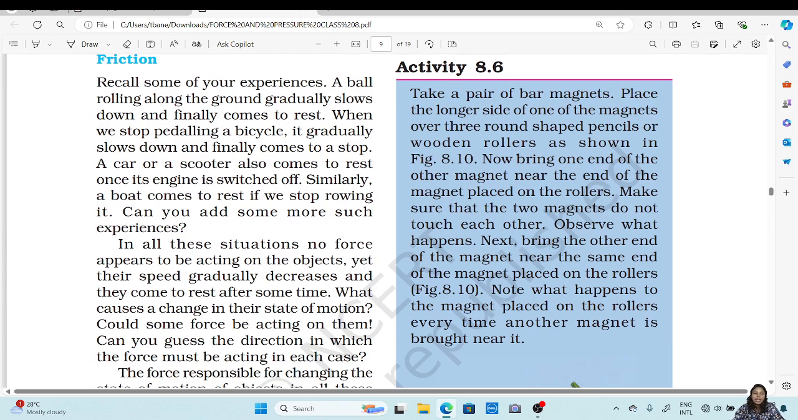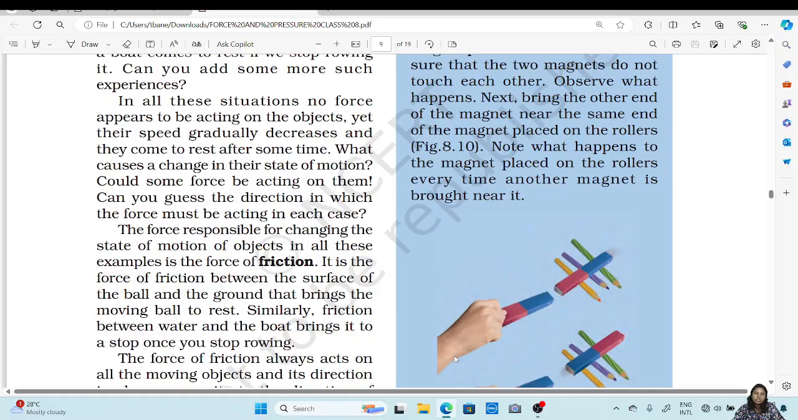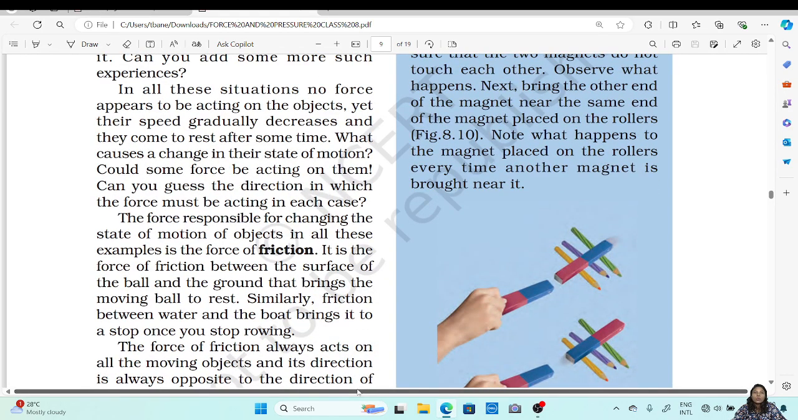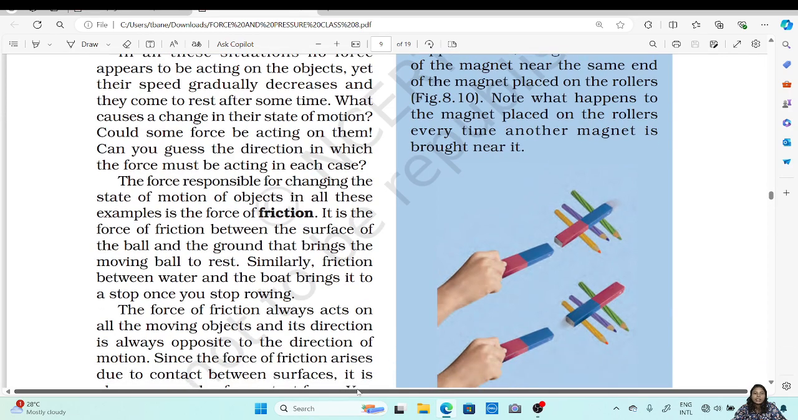So why is this happening? In all these situations, no force appears to be acting on the objects, yet their speed gradually decreases and they come to rest after some time. There is no stopping force, right? It's not that somebody is stopping the ball with their hands. Its speed just decreases automatically and it comes to rest. So what causes a change in their state of motion? Can you guess the direction in which the force must be acting in each case?